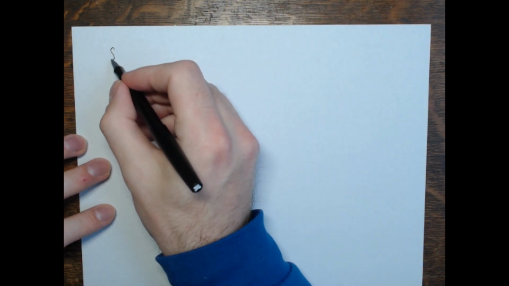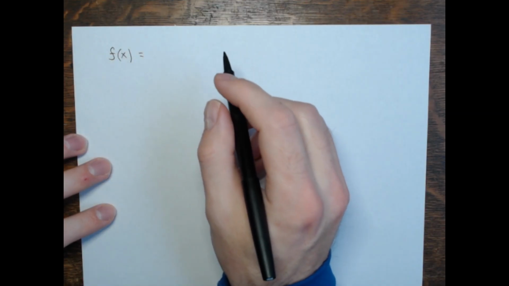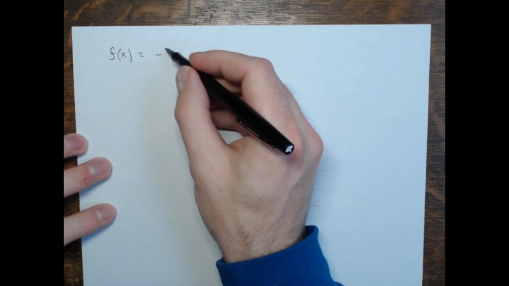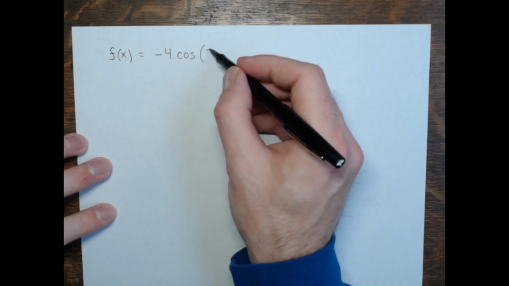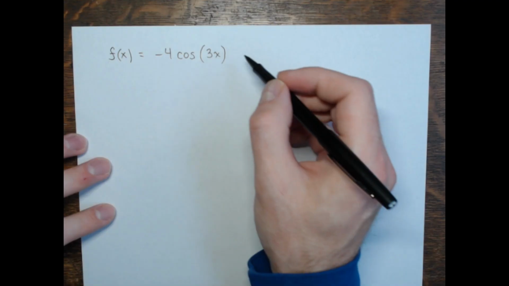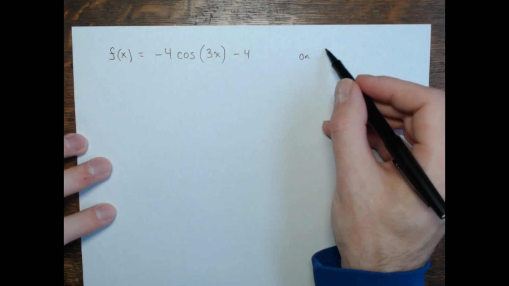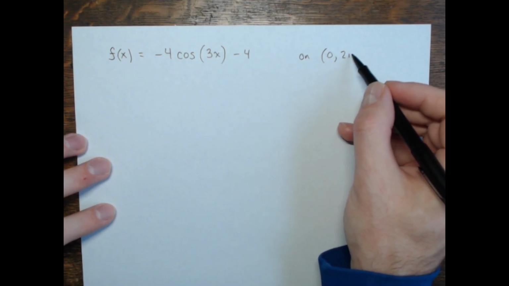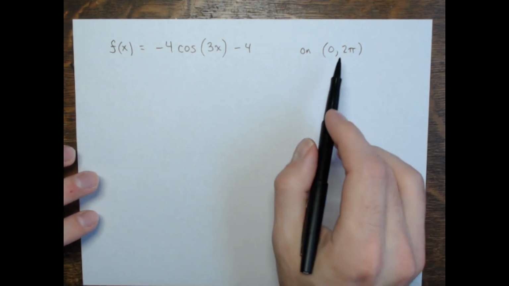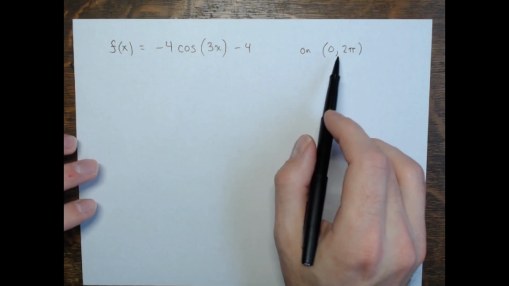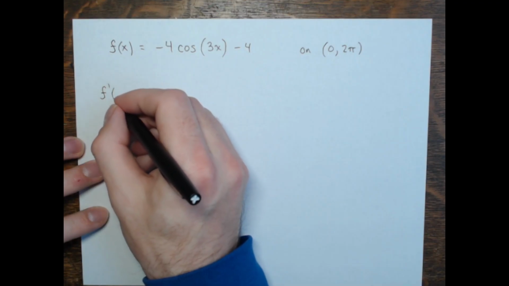So we're given this function, f of x equals, and this is a trigonometric function. It's got cosine here. You've got -4 times the cosine of 3x, then -4, but we're only going to look on the interval between 0 and 2 pi. So just find critical values in here. So like I was saying, take the first derivative.